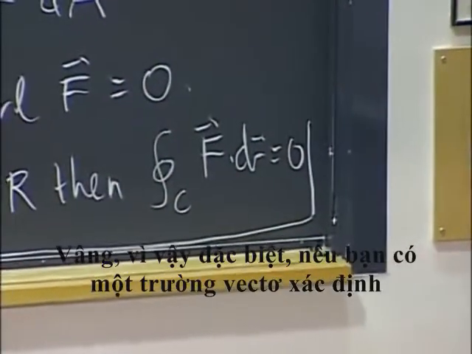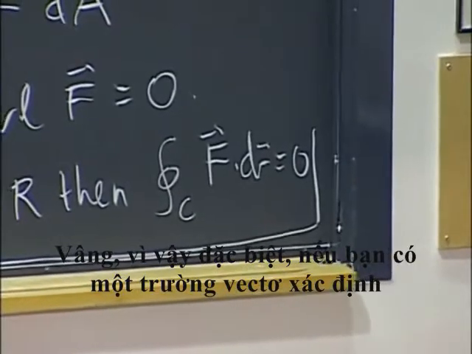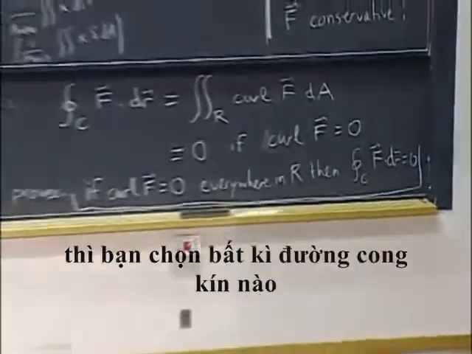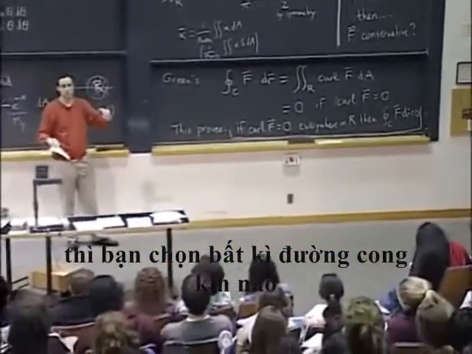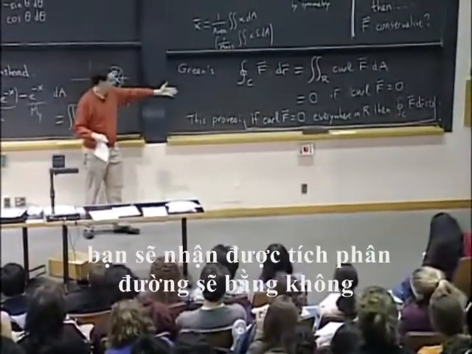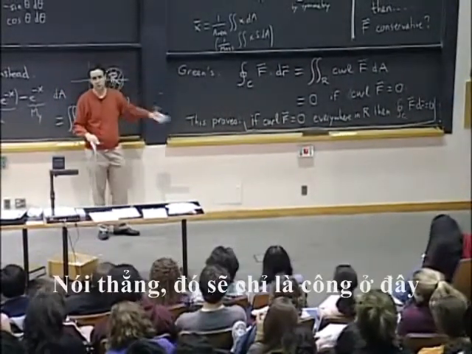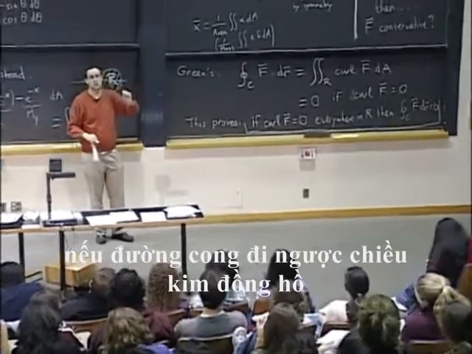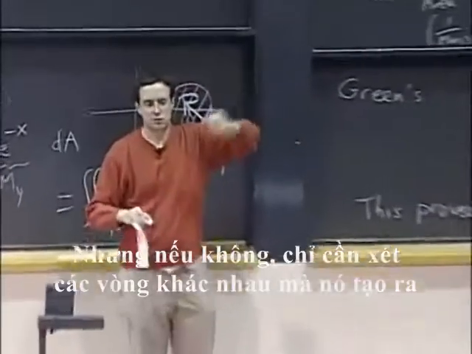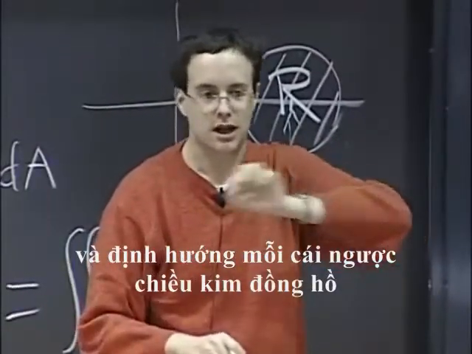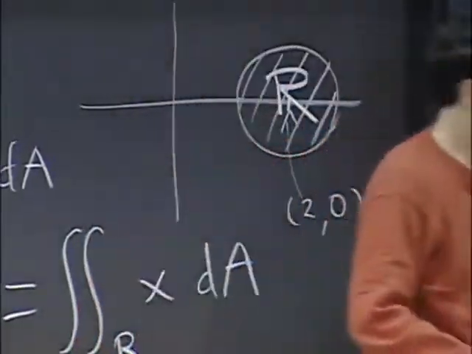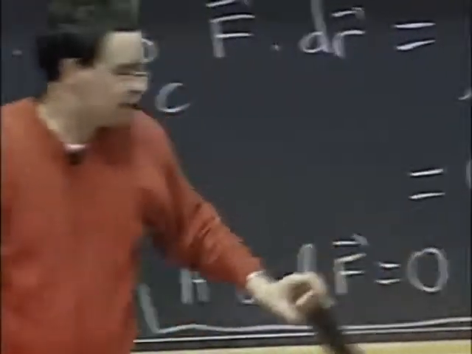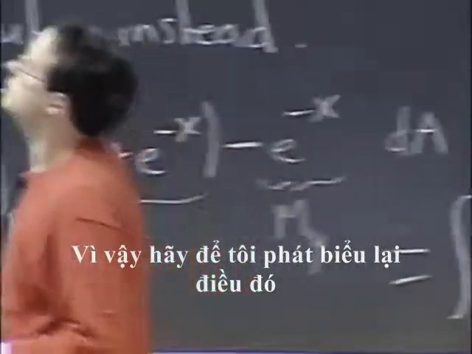In particular, if you have a vector field that's defined everywhere in the plane, then you take any closed curve, you will get that the line integral will be 0. Strictly speaking, that will only work here if the curve goes counterclockwise. But otherwise, just look at the various loops that it makes and orient each of them counterclockwise and sum things together. So let me state that again.